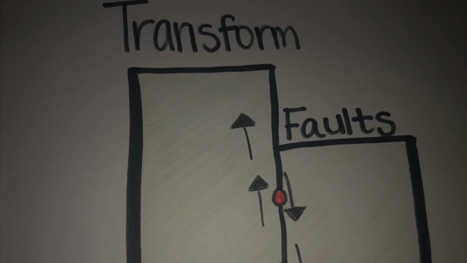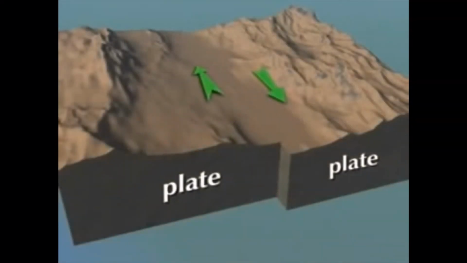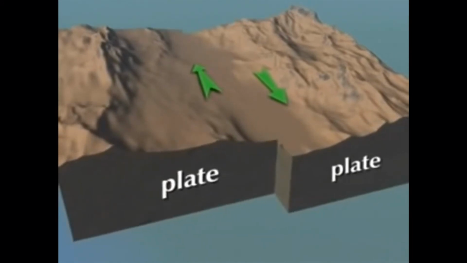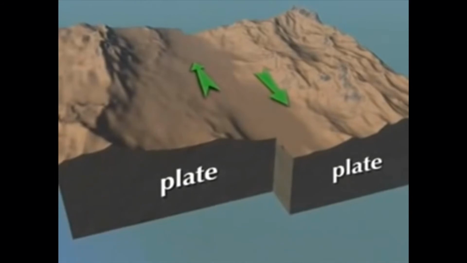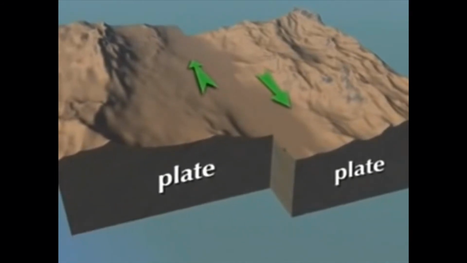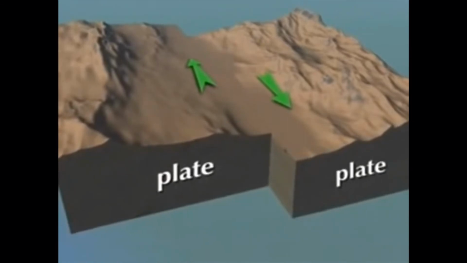Transform faults, when two plates glide parallel to each other, causing friction and change in landmass, and could cause seafloor spreading. Here are some examples of transform faults. Continental versus continental is when two continental plates move parallel to each other, creating earthquakes and friction in the Earth's surface. An example of this type of transform fault is the San Andreas Fault.